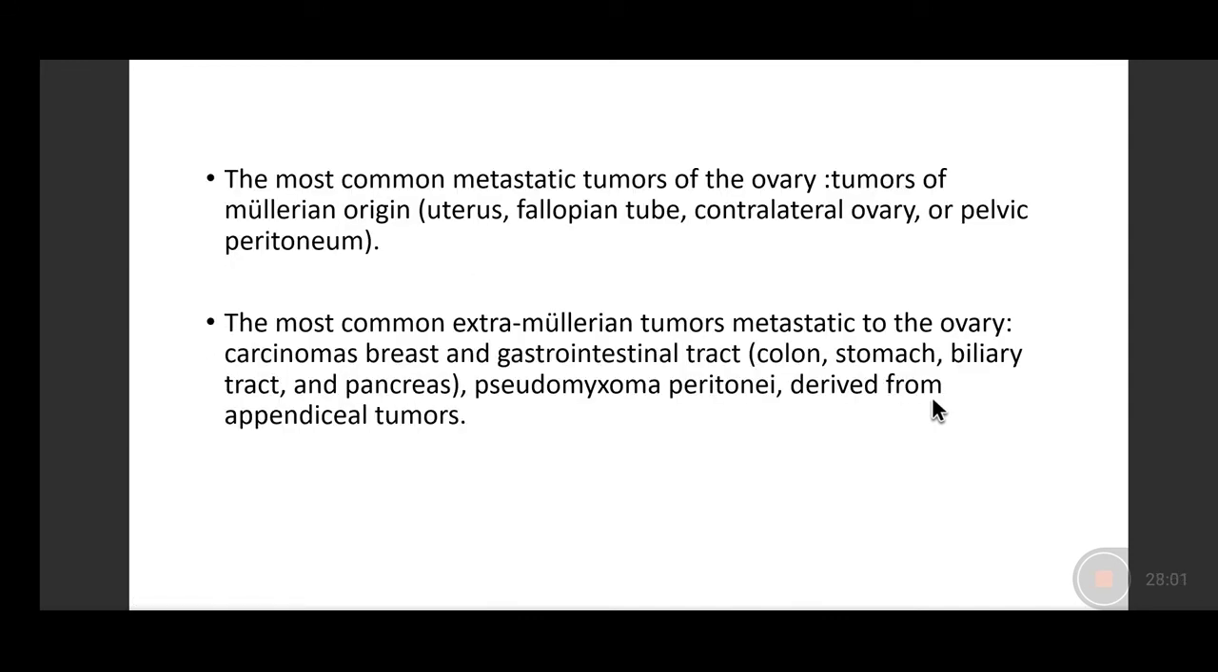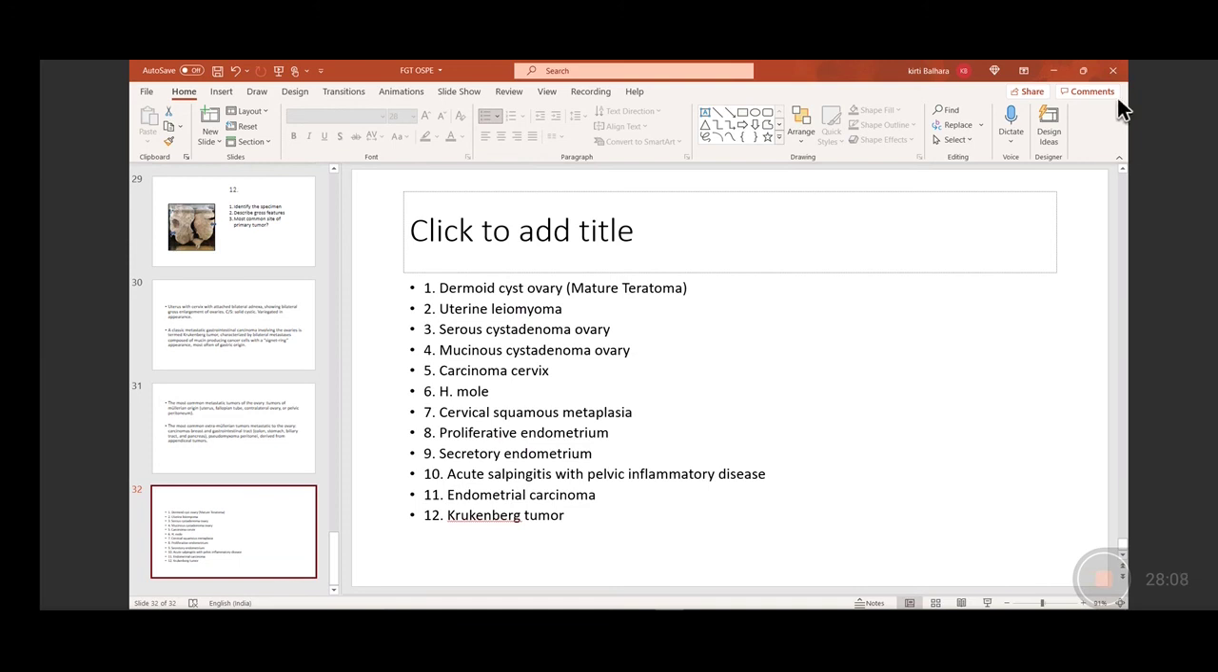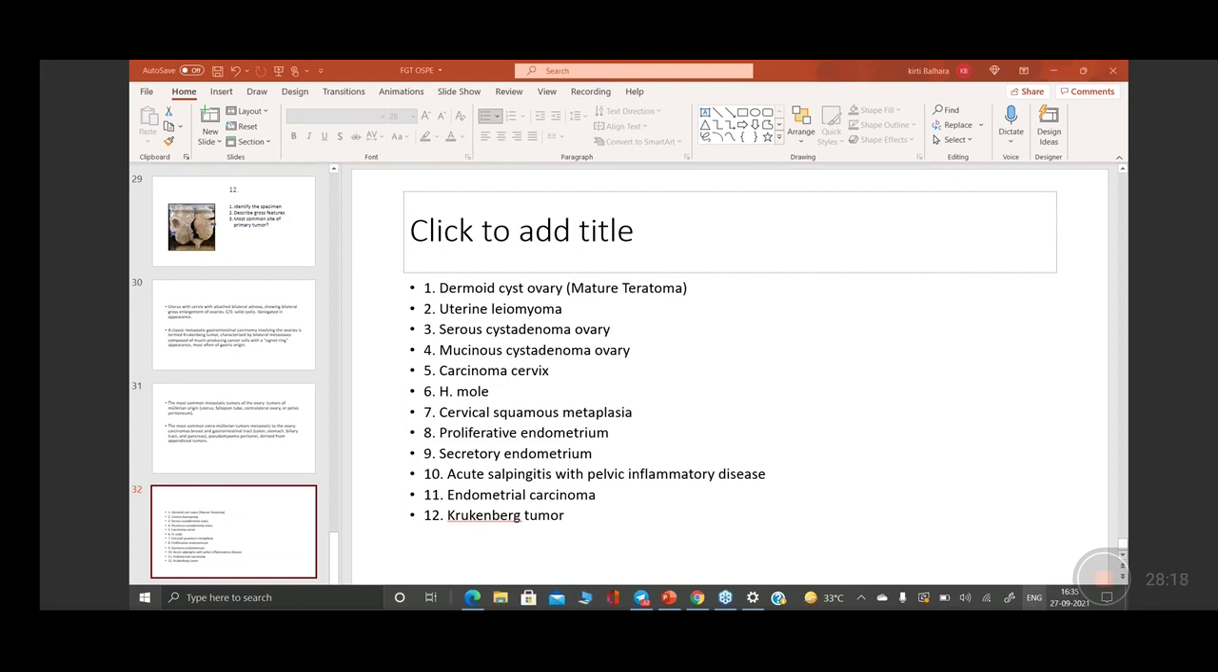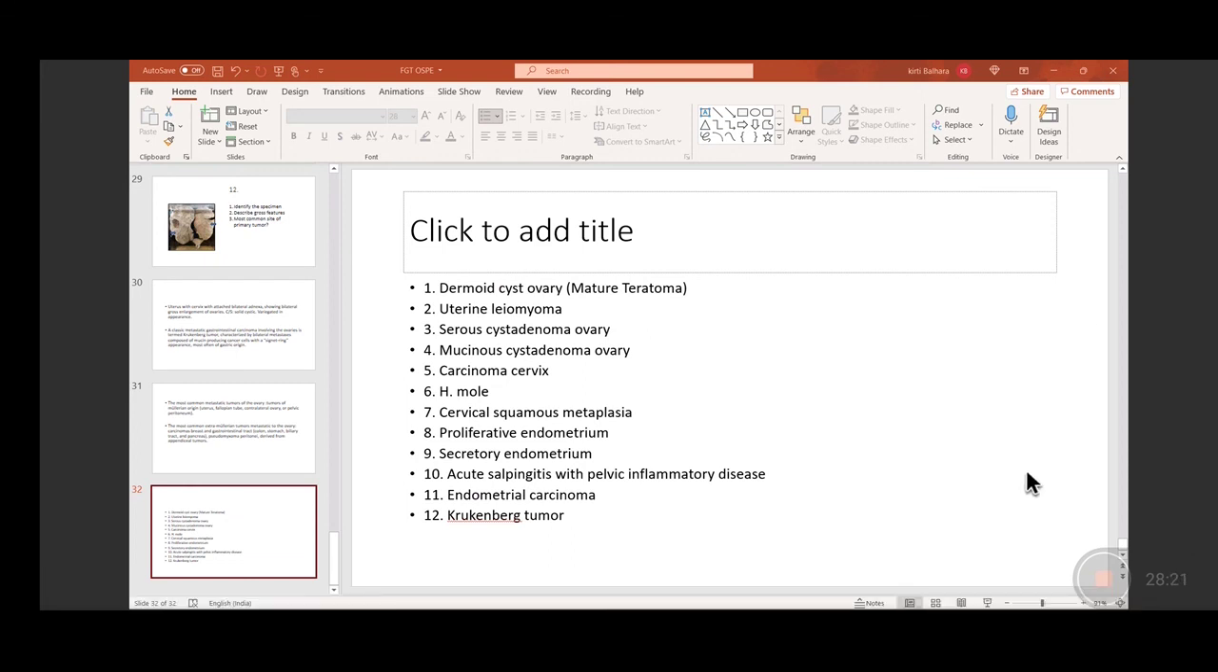So that is all for FGT, the various slides and specimens. Any query anyone has? Shall we end it here? Okay, I have a few questions. Just a second, I'll try to answer them one by one.